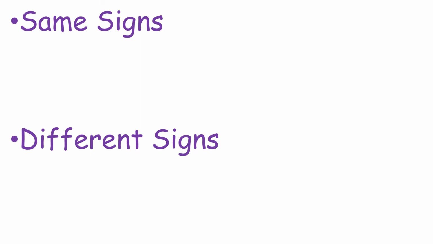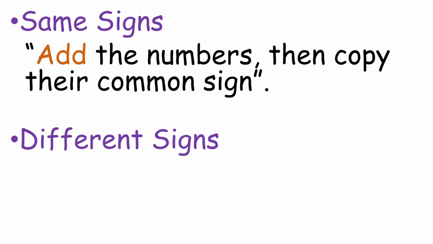So if you add integers with the same signs, what you're going to do is to add the numbers. So that means you just add them. You don't mind the signs. Just add the numbers. Then copy their common sign. If they are both positive, copy the positive. If they are both negative, copy the negative sign.